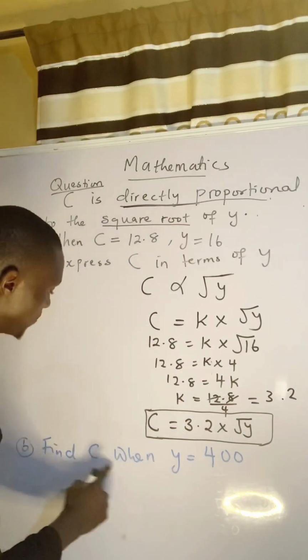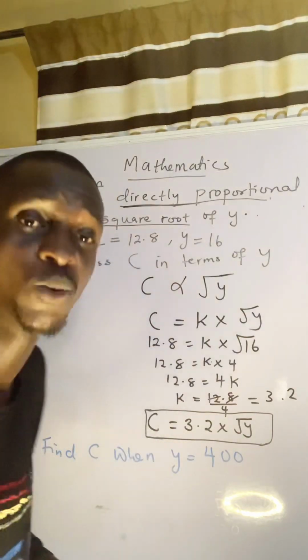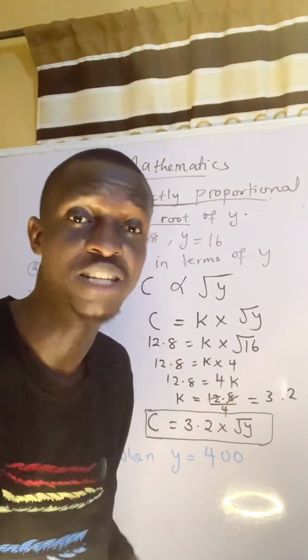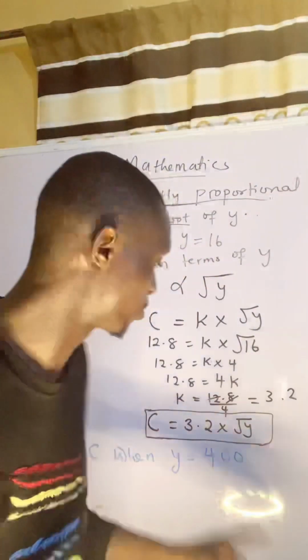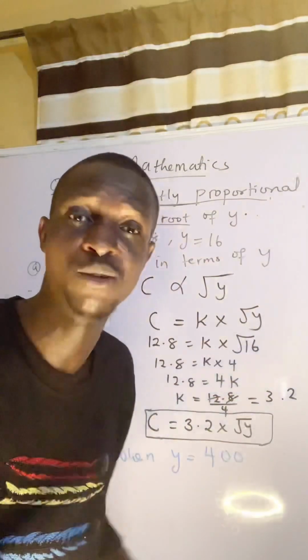Now question 2 says find c when y is 400. So we have to find c when y is 400. How can we get it solved? It's very simple. What we need to do is to substitute this value of y into this formula here and get the value for c.